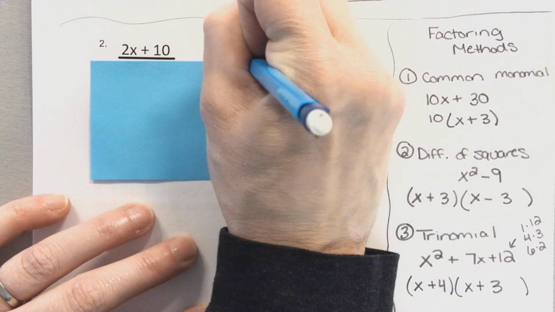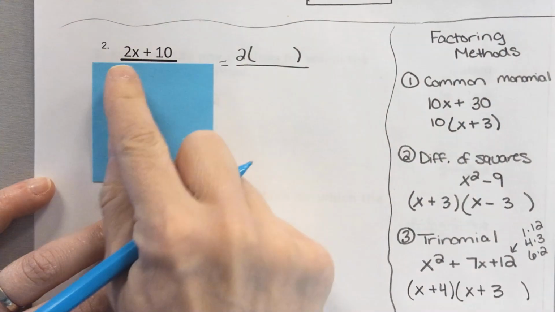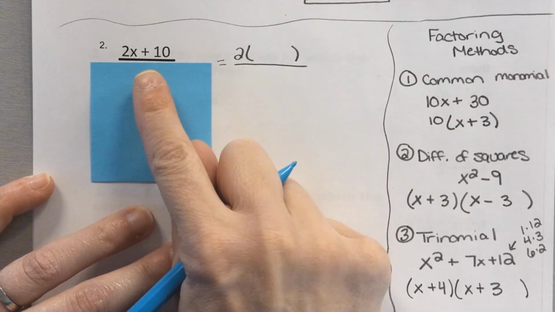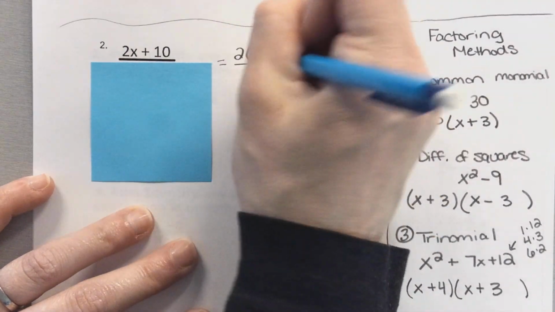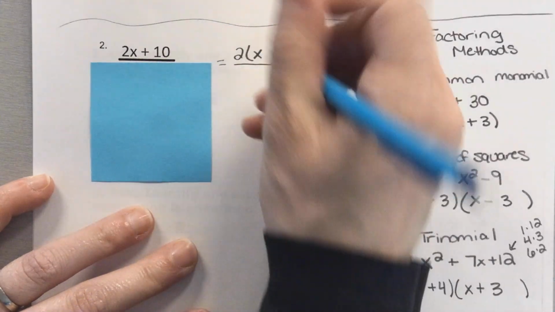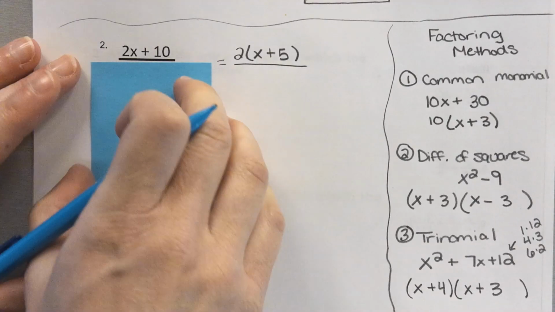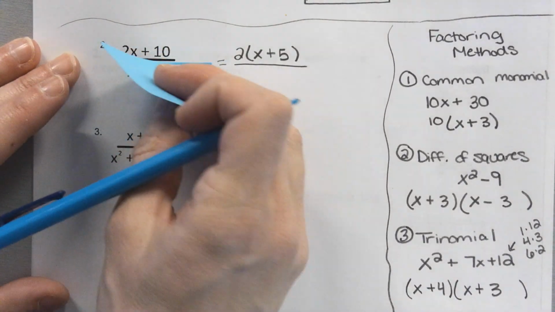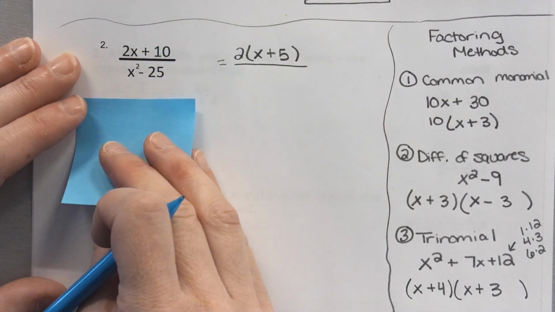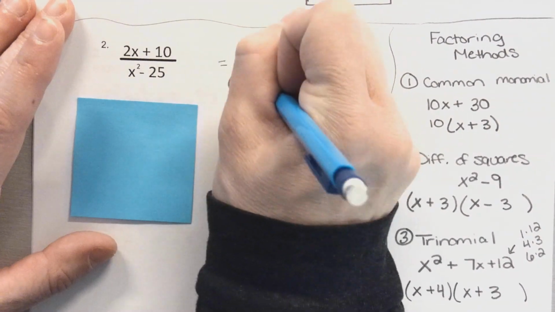2, yeah. Okay, so then we think about our parentheses and we think, okay, what's left over? 2 times what would get me back to 2x? I need an x. 2 times what would get me back to 10? 5. Okay, so I factored the top. So when you have multiple terms, this is going to be our process that we're going to go through and factor stuff. All right, let's look at the bottom.